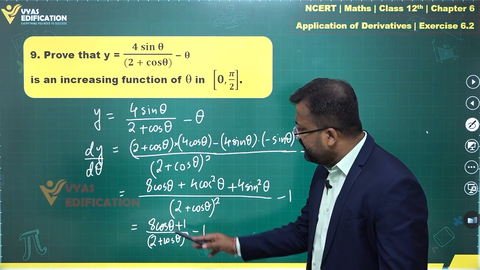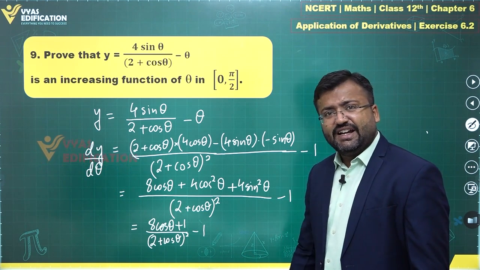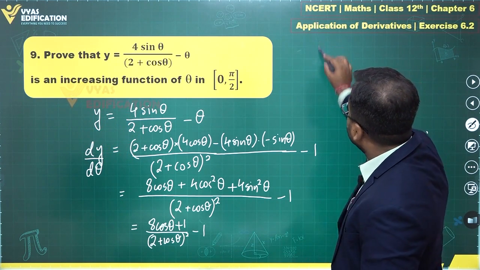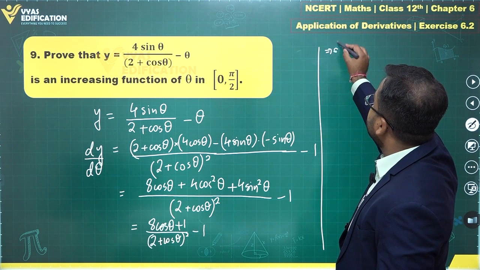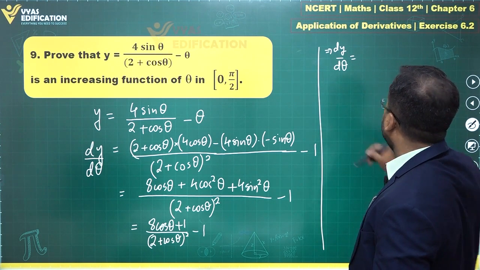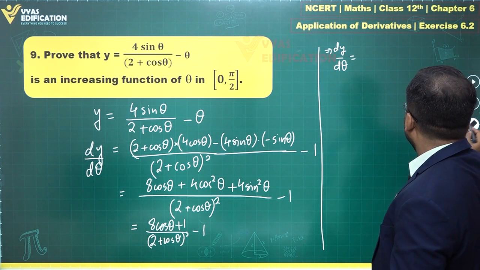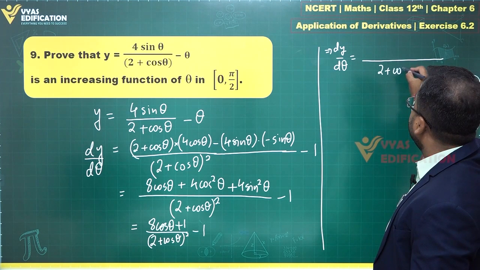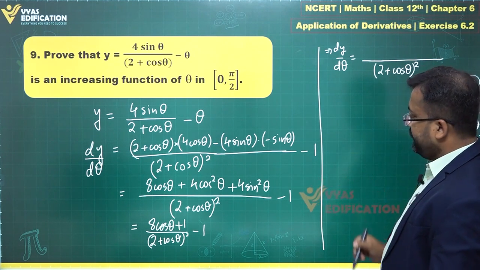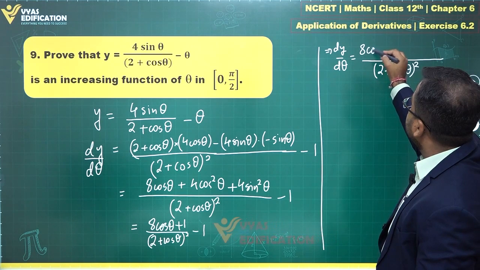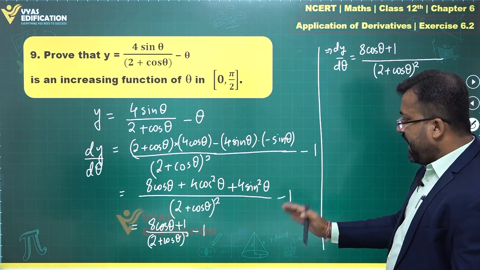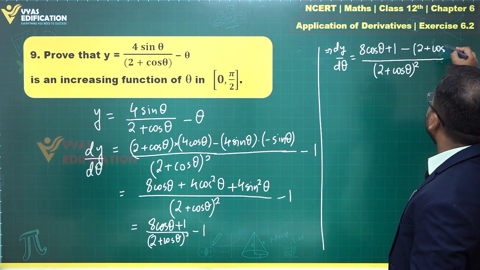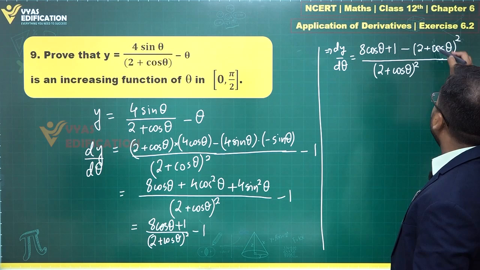Now can we comment about the sign of this directly? No. This minus 1 is creating an issue for us. Let's take the LCM and simplify this further. Where does that take us? dy by d theta is equal to what? In the denominator you will have 2 plus cos theta squared. In the numerator you have 8 cos theta plus 1 minus 2 plus cos theta whole squared. This is what you have, right?